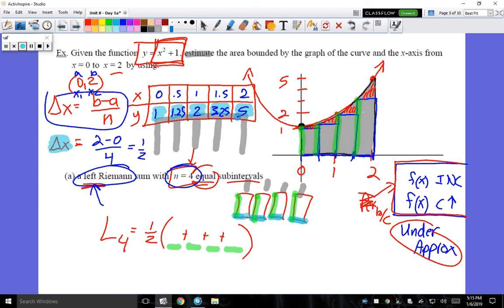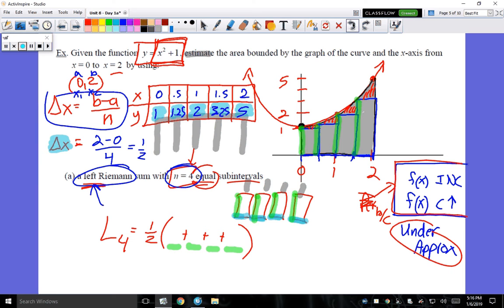Now don't think that there's a special kind of jump. This is not a line. This is not a linear function. So these jumps are not going to be the same. You see this first one is 0.25, then 0.75, and then this is 1.25, and then this is going to be 1.75. Don't look for a pattern on this. Just know that you're looking for those y values that I just filled in: 1, 1.25, 2, 3.25, and 5.